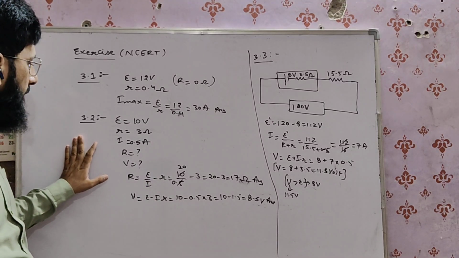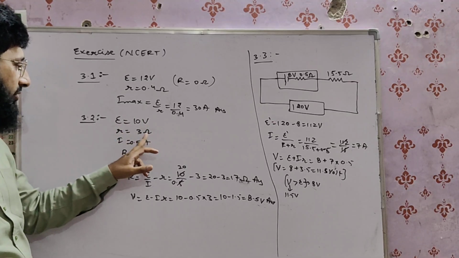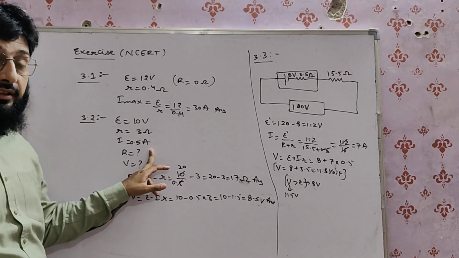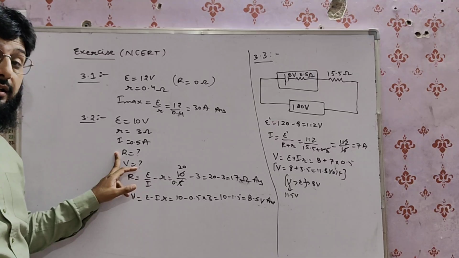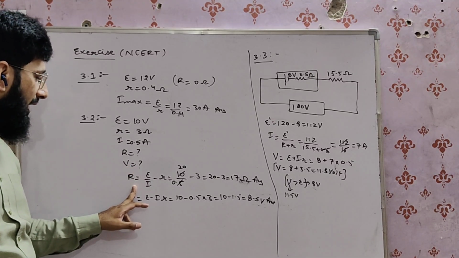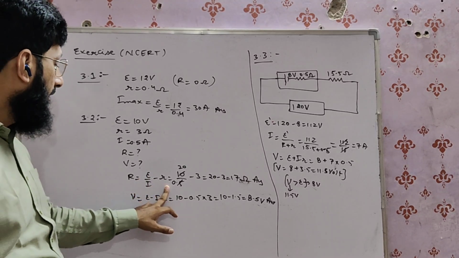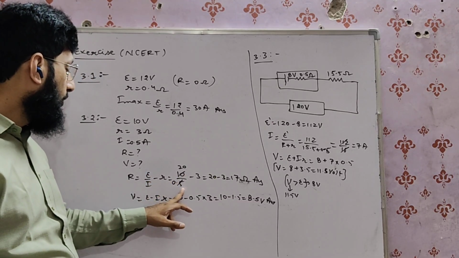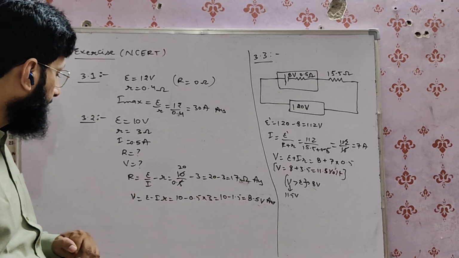The next question, 3.2. The question says there is a cell of EMF 10 volt, internal resistance 3 ohm, and the current is flowing in a closed circuit through a wire, and the current amount is 0.5 ampere. What is the resistance of the wire through which the current is flowing? So we have a formula R equal to E upon I minus r, in my previous lecture. You can watch it. E is 10, I is 0.5, small r is 3. When you solve it, you will get 17 ohm.